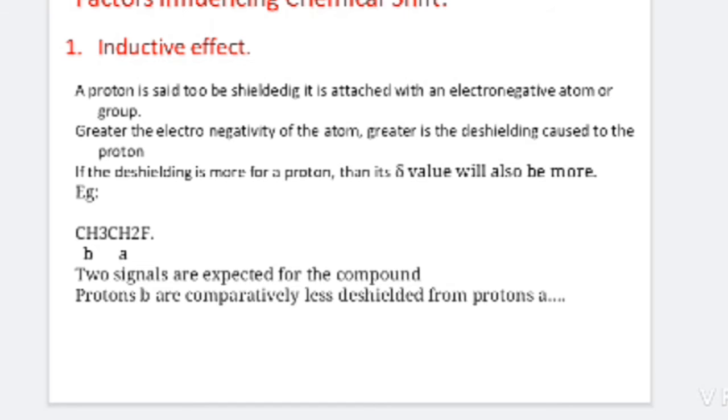Example, CH3CH2F, ethyl fluoride. In CH3 there are 3 protons. In CH2 there are 2 protons. So in this molecule, two signals are expected for the compound. Protons B are comparatively less deshielded than protons A.